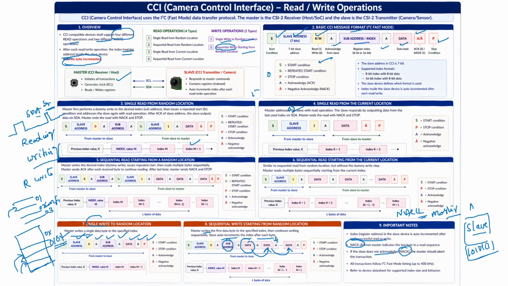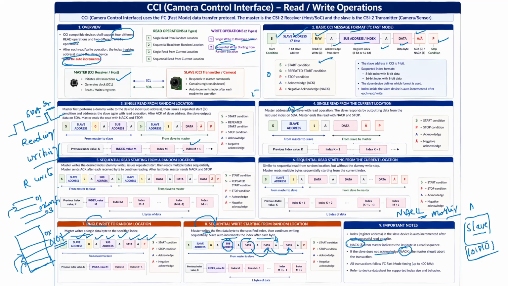So that is the single write to random location. Single write only, one write only you are doing that. And then sequential writing means multiple writing operations you are doing on the same slave. Then the slave will automatically increment your next address. Based on the next address, the data will be stored.